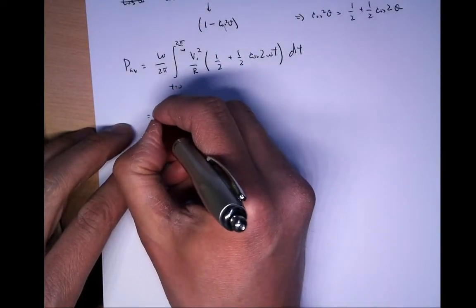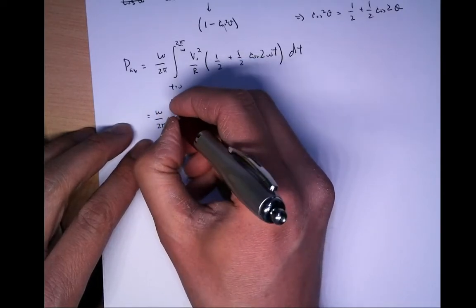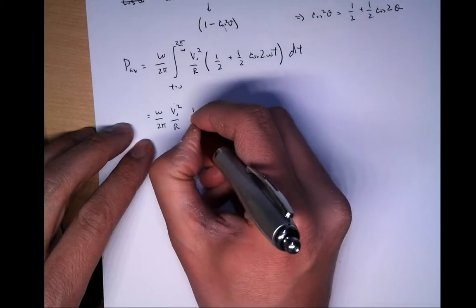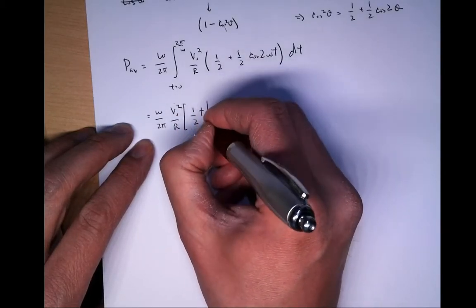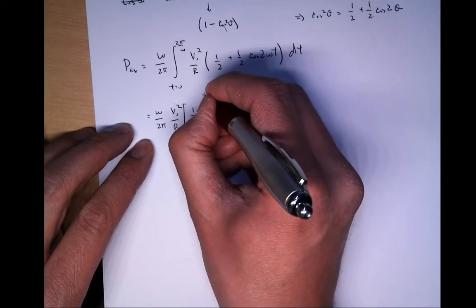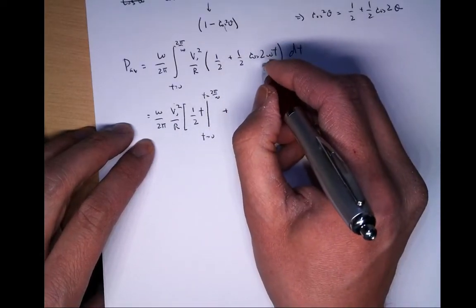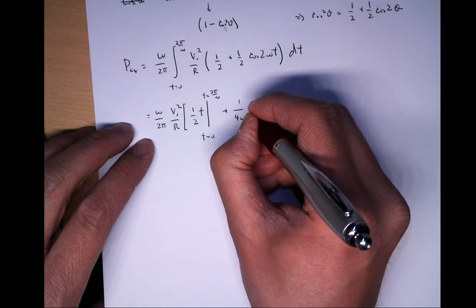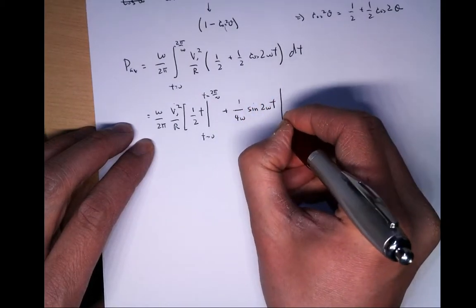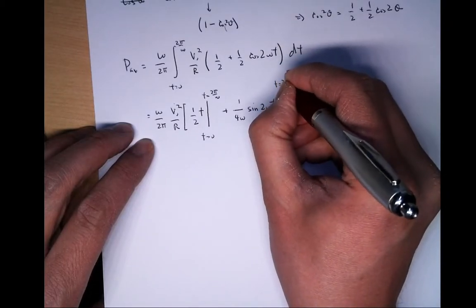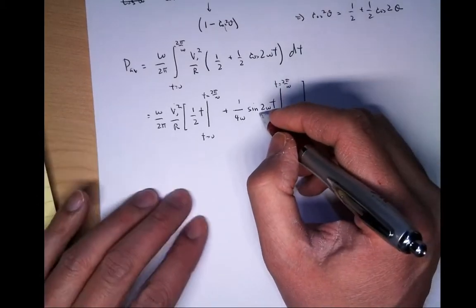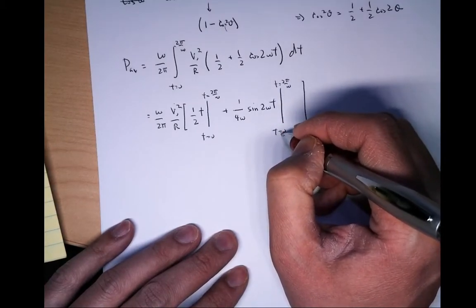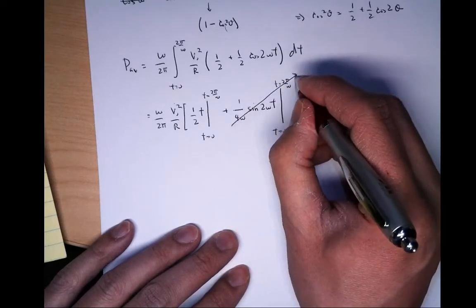Let's go ahead and just do this integral here. So that's going to be equal to omega over 2 pi, V0 squared over R. Now we'll do this part first. That's just going to be a 1/2 t, evaluated at t equals 0, t equals 2 pi over omega, plus now this one will result in a sine, so basically 2 over omega. So 1 over 4 omega sine 2 omega t, evaluated at t equals 0, t equals 2 pi over omega. Now if you plug this one in here, what you end up getting is sine of 4 pi, which is 0, and then minus the sine of 0, that's again 0. So this entire thing is 0.